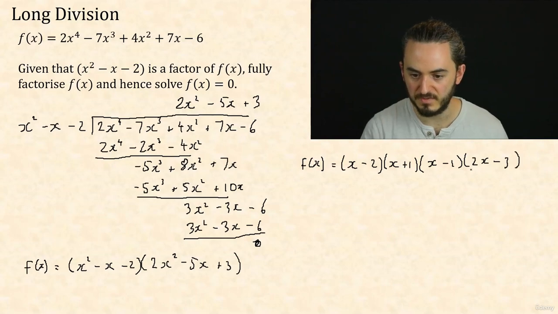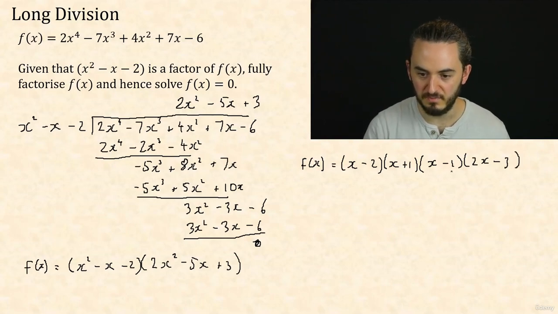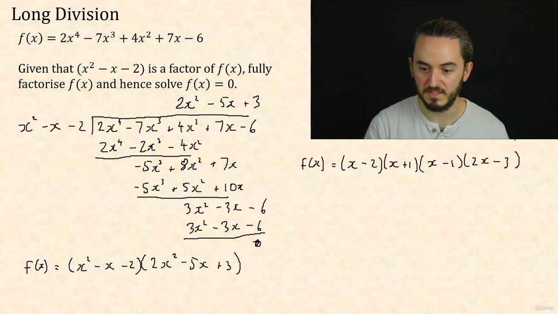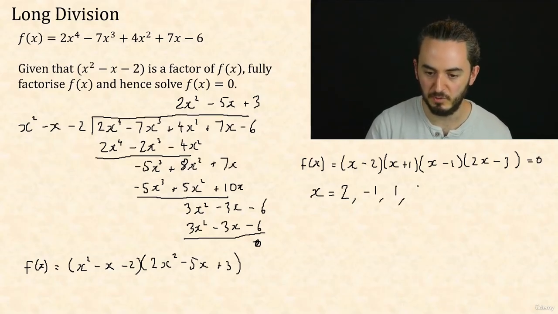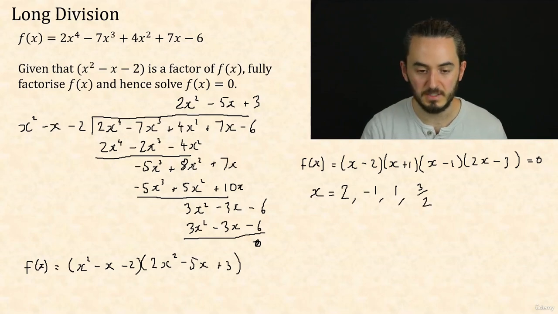Apologies for rushing, but otherwise this video will get unbelievably long. Yeah, 2x squared minus 2x minus 3x is the minus 5x, and minus 1 times minus 3 is plus 3. Okay, there it is, fully factorised. So the solutions to where f of x equals 0: from this factor, x could be 2, from this factor, x could be negative 1, from this factor, x is 1, and from this factor, x would be 3 over 2.